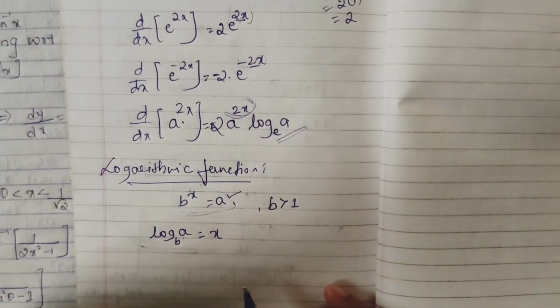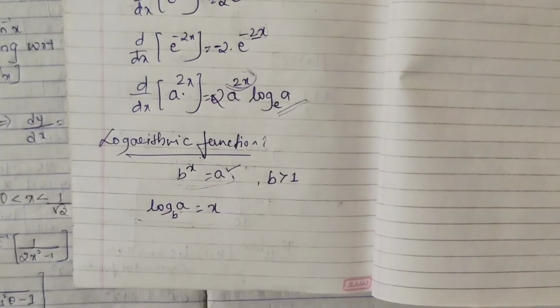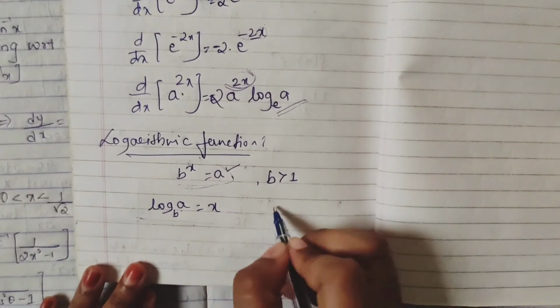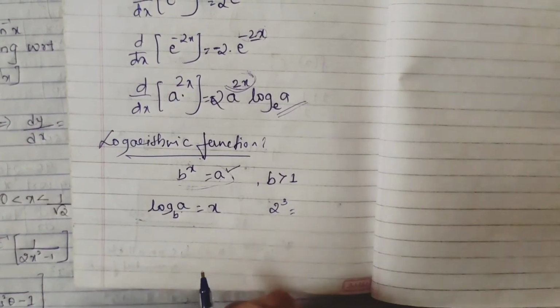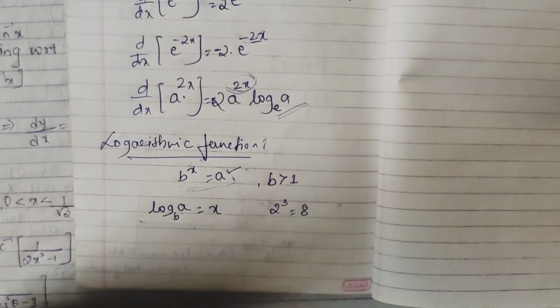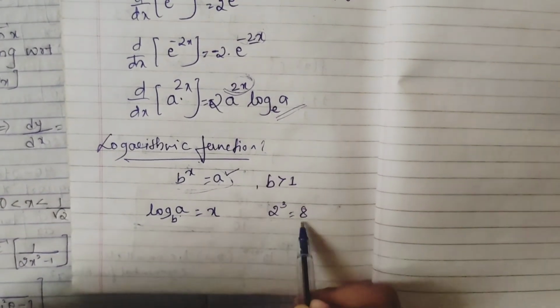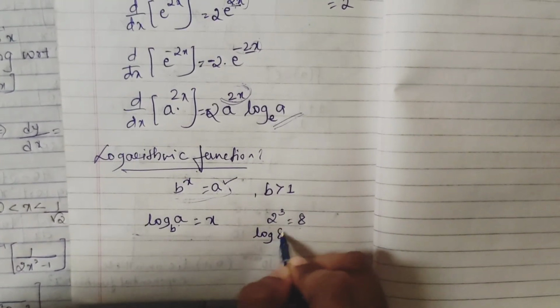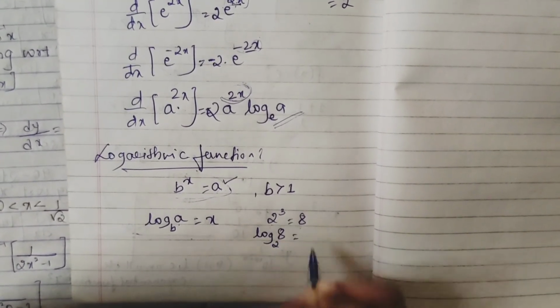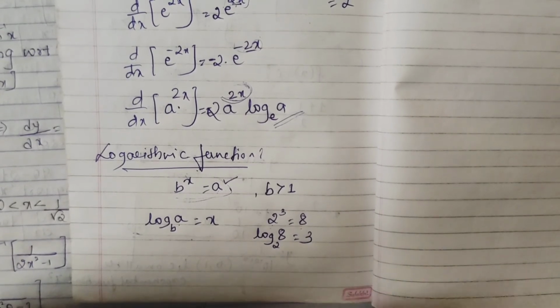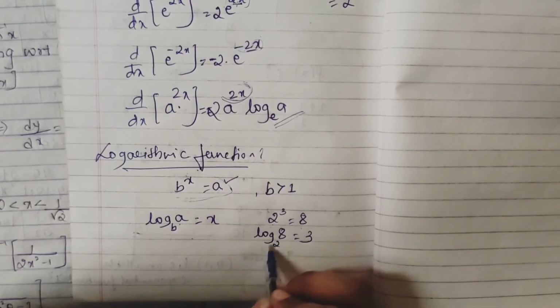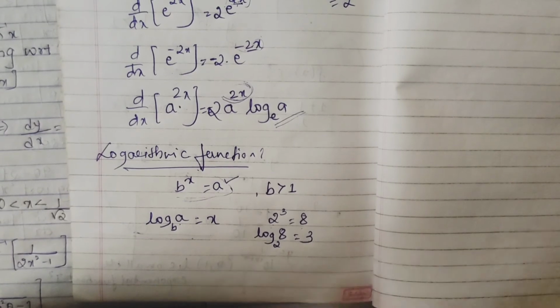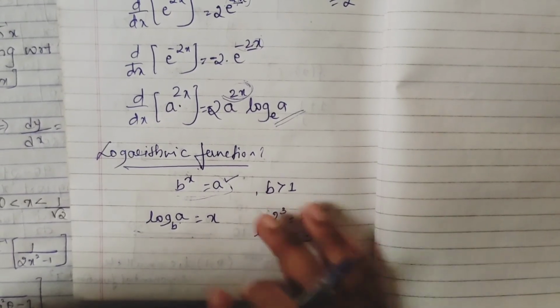For example, suppose 2 cube is what? 2 cube value is 8. So in terms of log, how do we write? Log 8 to the base b is equal to 3. So log 8 is equal to 3 means its base will be 2. So like this it plays out. Your logarithm means in such a way.